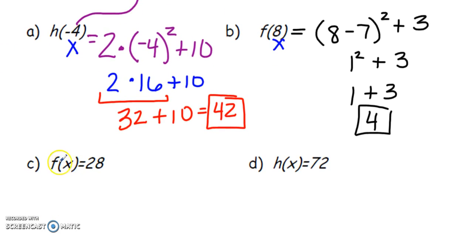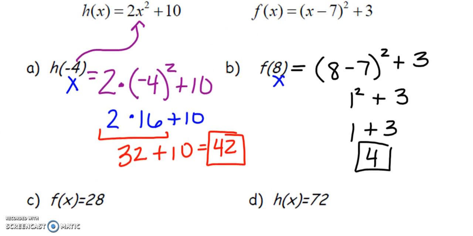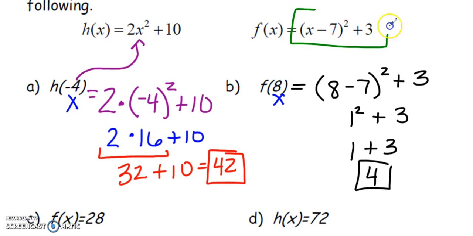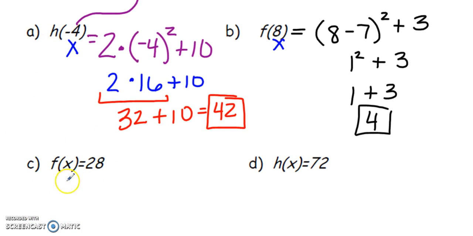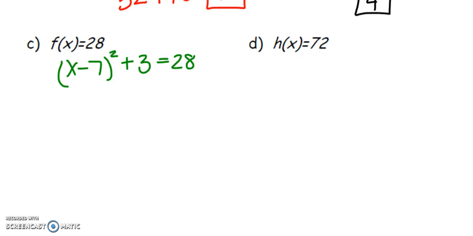The next problem is an f of x function equaling a number. So I'm going to use the f function from above, this one right here, and set it equal to 28. So x minus 7 squared plus 3 equals 28. Now in this case, we will have to do a t-chart.